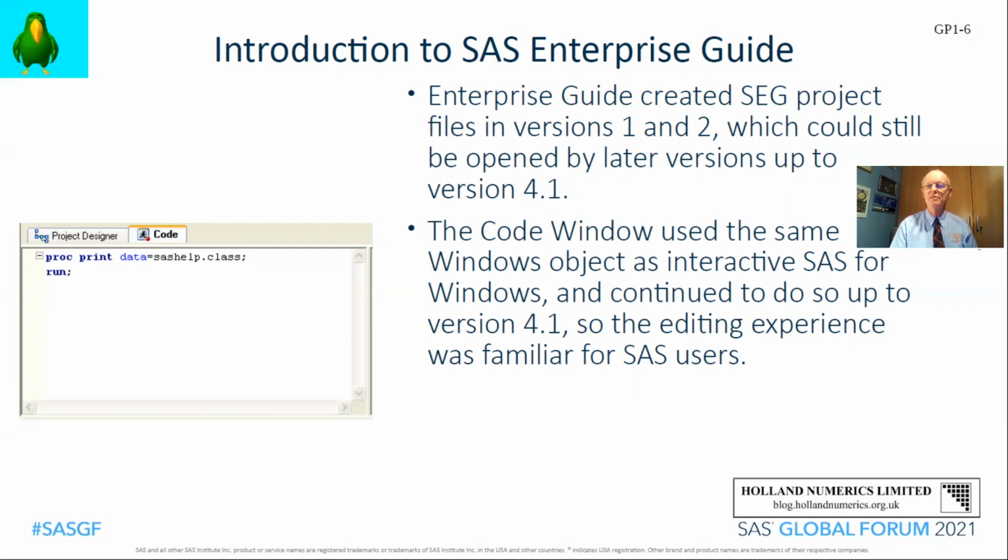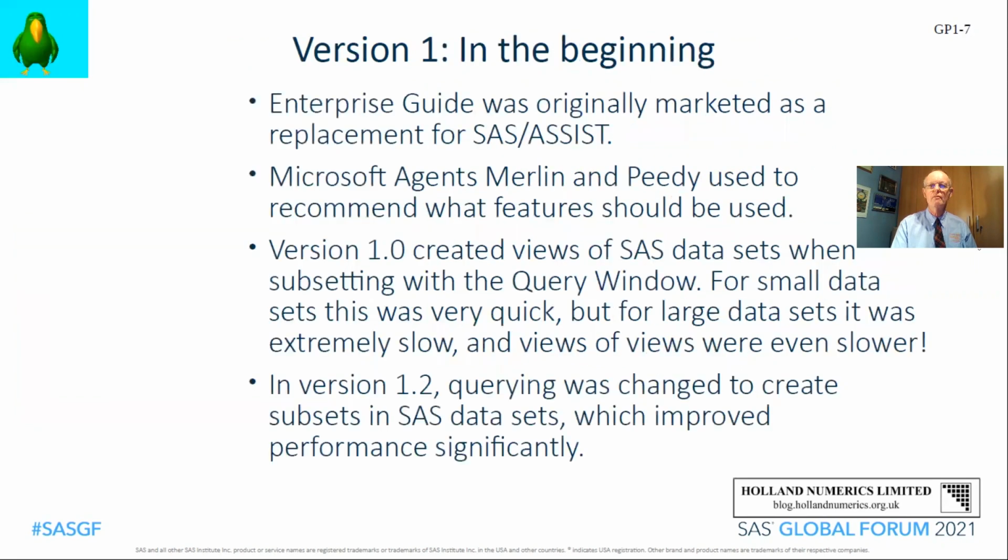I took a different view, and I could do most of the programming that I needed to in Enterprise Guide. Because the code window was the same as the editor window in Interactive SAS, there really was no difference in the programming style. The only difference being that Enterprise Guide couldn't actually run programs which created their own windows. It had to be done through Enterprise Guide itself.